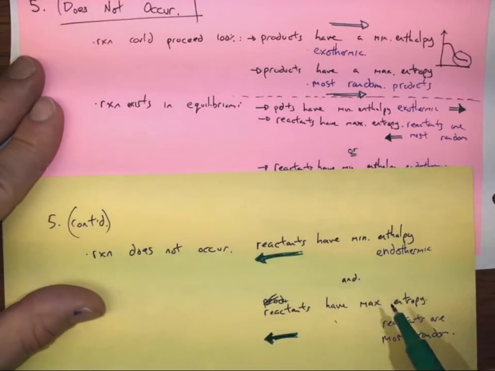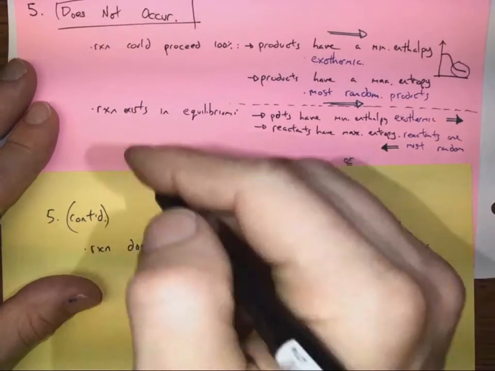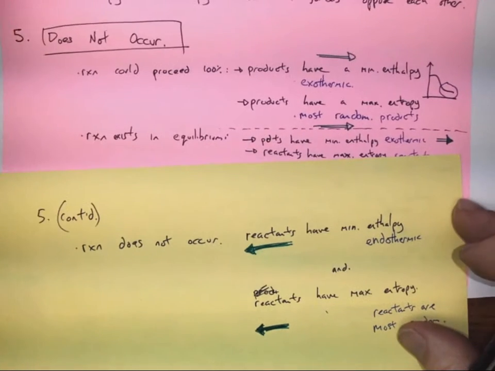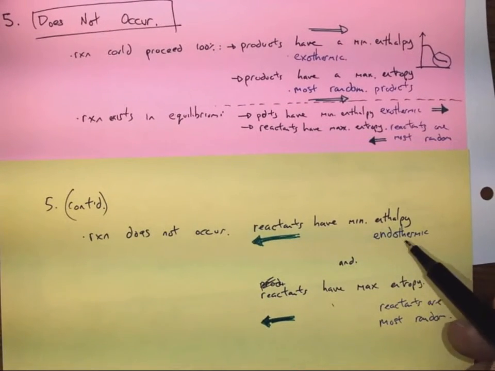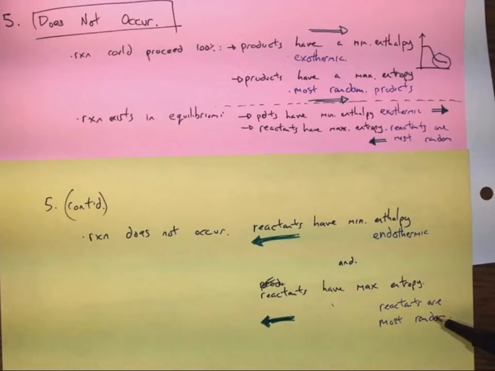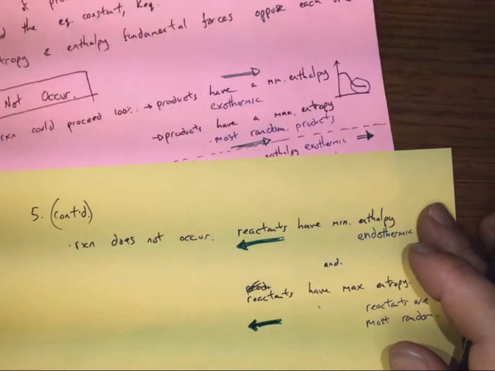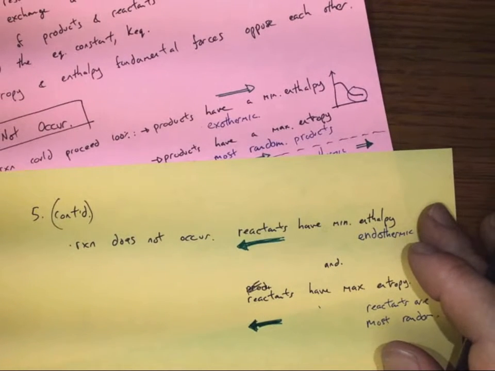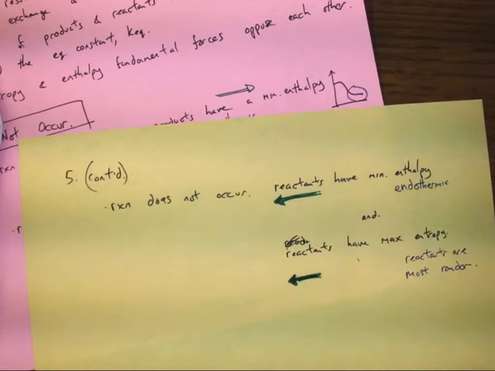All right, and that's the case we have now. The reaction doesn't occur. Okay, so in order for that to be true, it must be endothermic, and the reactants have to be more random. Let's just take a look back at the reaction now. All right, where are you, reaction? Okay, so then let's look back here.